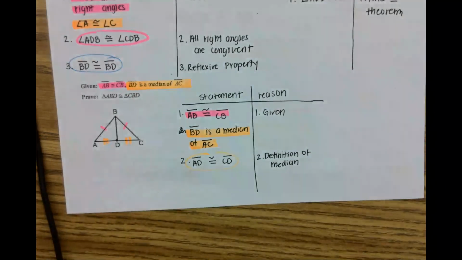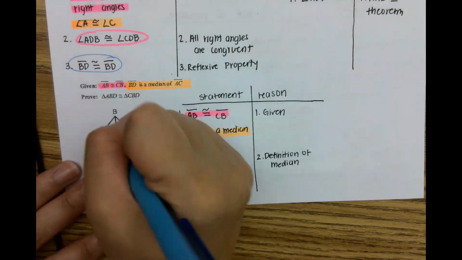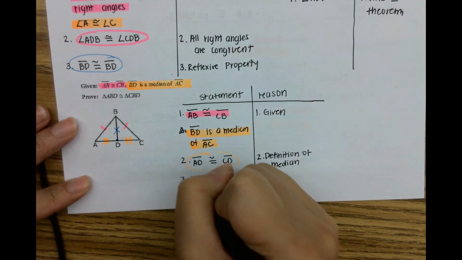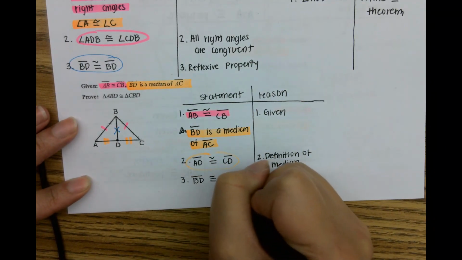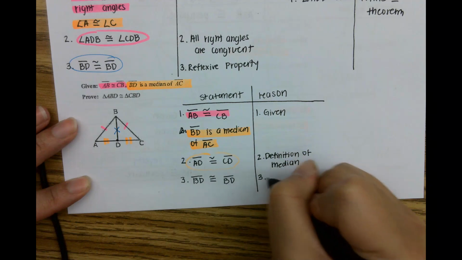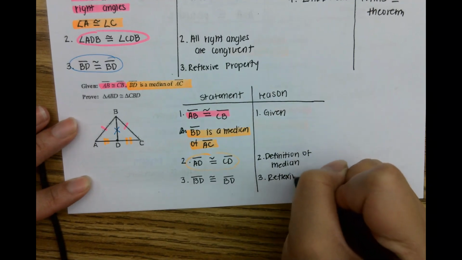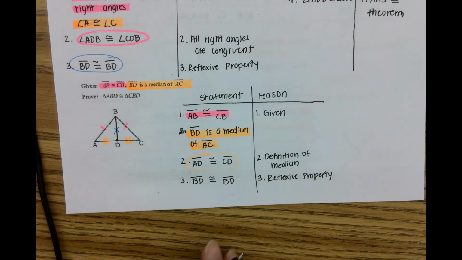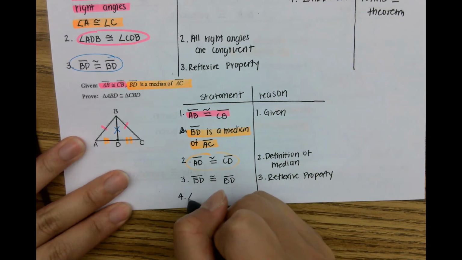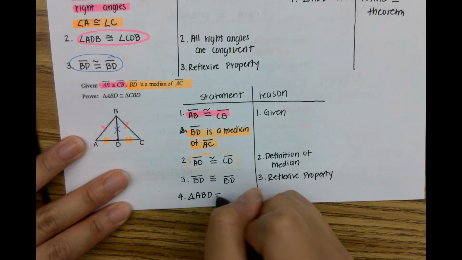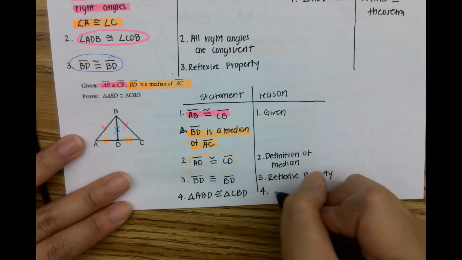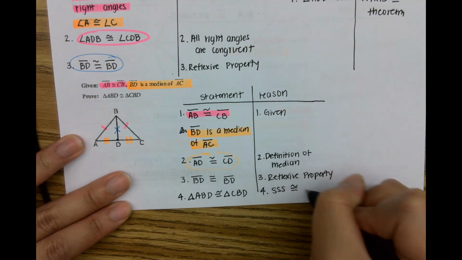Then I see that they share a side. These triangles share this side of BD. And so then I can state that BD is congruent to itself. That is due to the reflexive property. And after that, looking at my picture, I now have enough to prove that these triangles are congruent, because of the side-side-side congruence postulate.